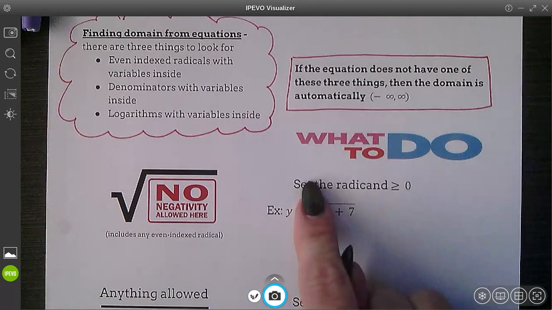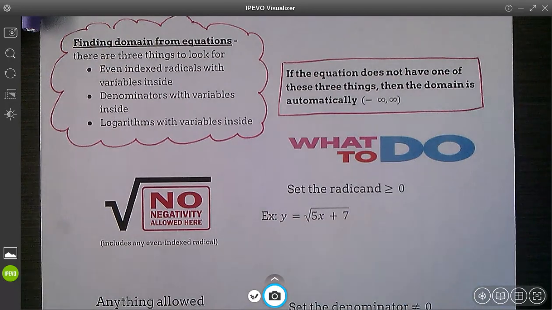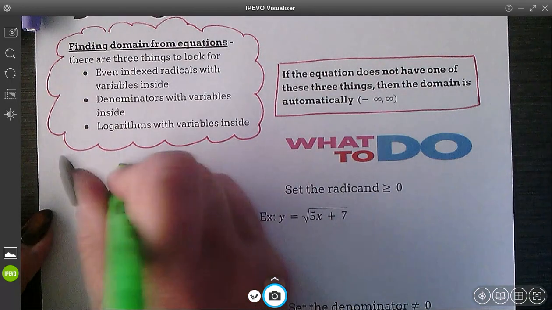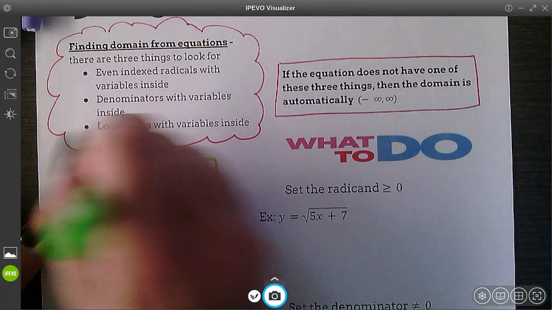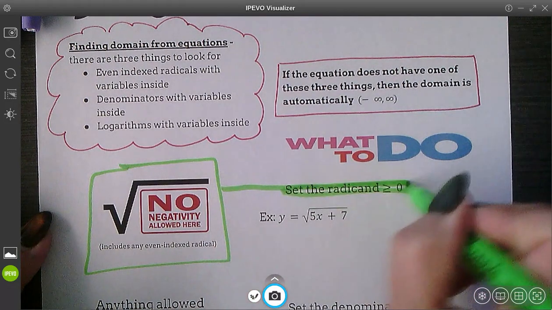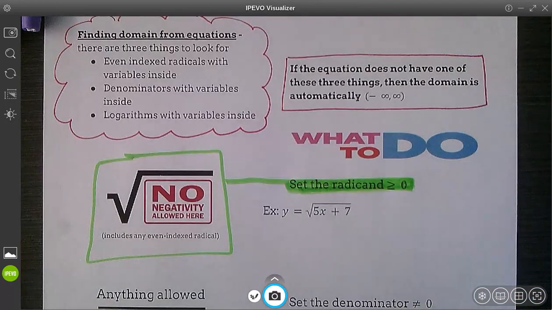So what am I going to do if I have an even index radical? Well, what I'm going to do is set the radicand greater than or equal to 0. So if you have a radical with variables inside, what are we doing? Setting the radicand greater than or equal to 0. Well, what is a radicand? A radicand is the stuff that's inside the radical.